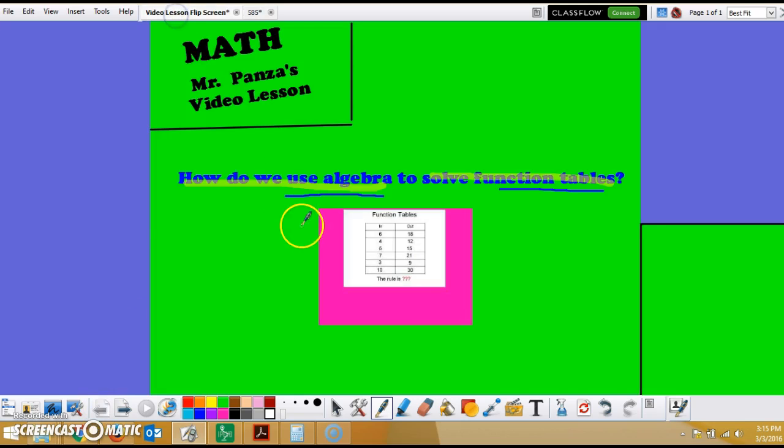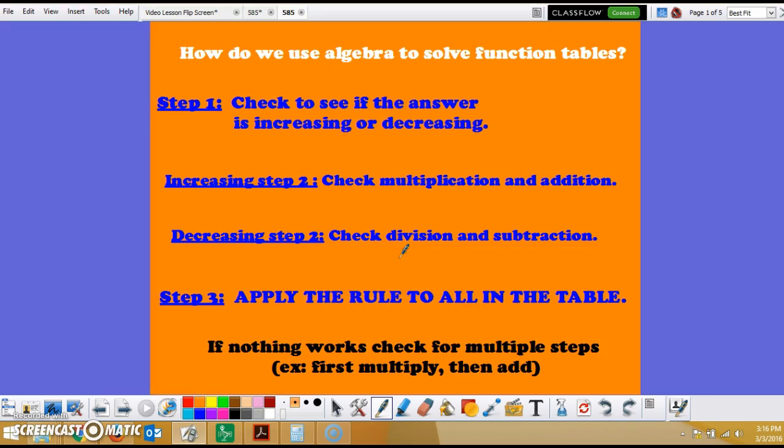So in order to answer this question, how do we use algebra to solve for a function table, you need to remember the steps. First, check to see if the answer is increasing or decreasing. If it's increasing, they're typically multiplying or adding. If it's decreasing, they're dividing or subtracting. Then apply the rule to all in the table. If nothing seems to work, you need to check for multiple steps, whether that's addition first then multiplication or vice versa, or division first and subtraction. They probably use 2 steps.